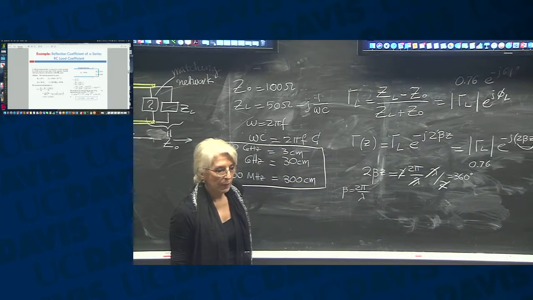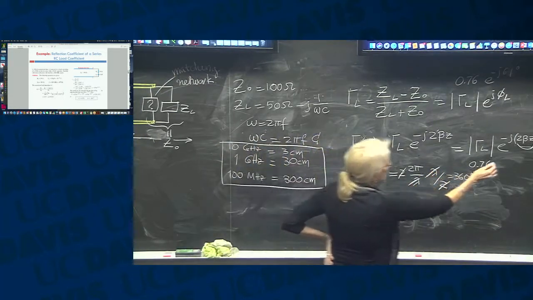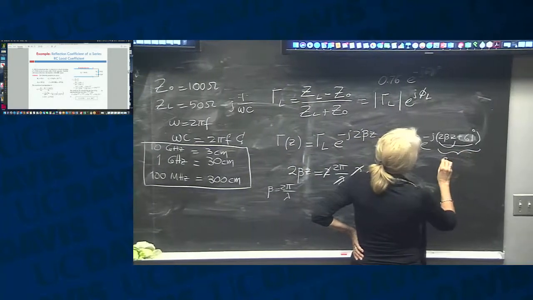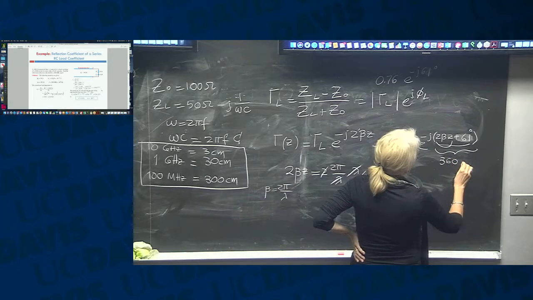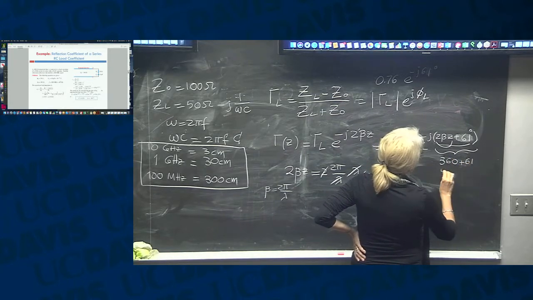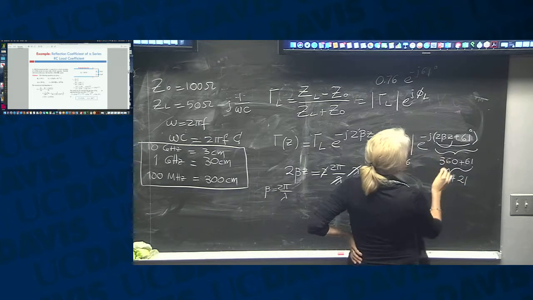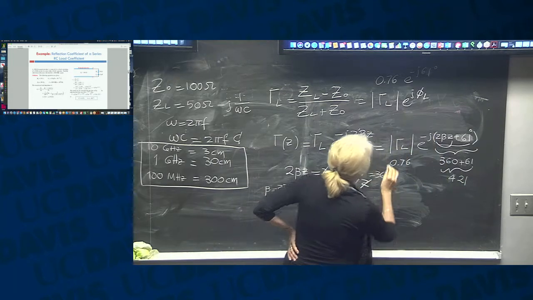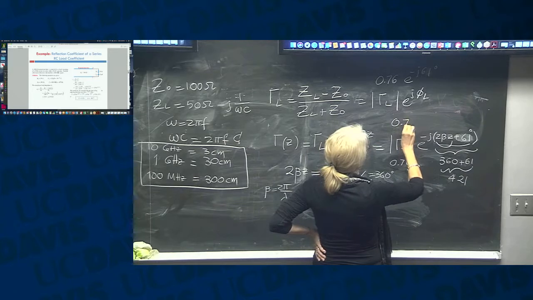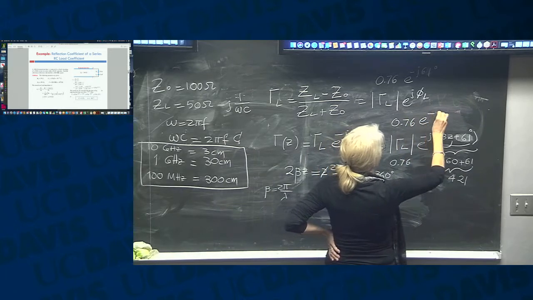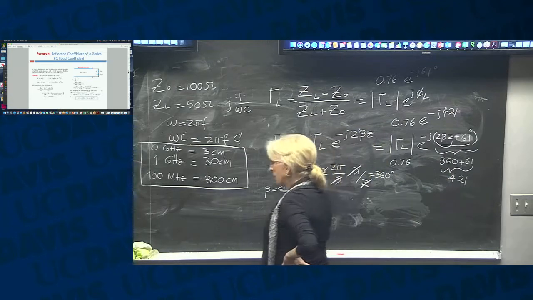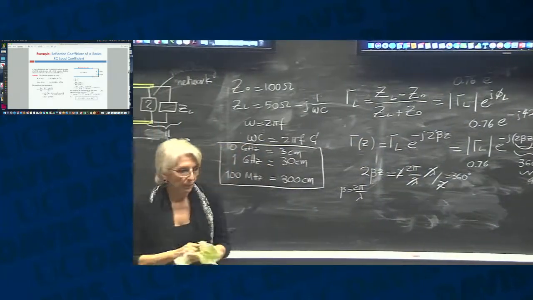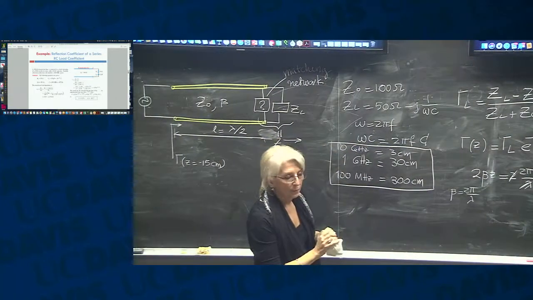Okay? So practically, this one is going to be 360 plus 61, which makes it 421. And I know that the final result is going to be 0.76 e to the minus j 421, which is a 61 at the end. Okay?